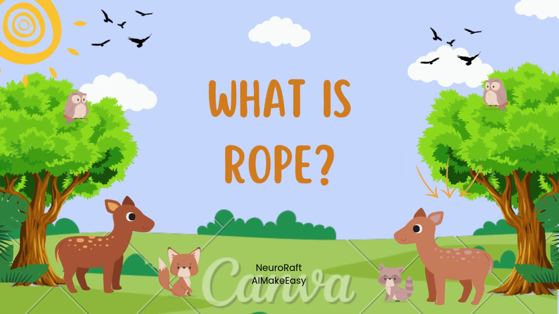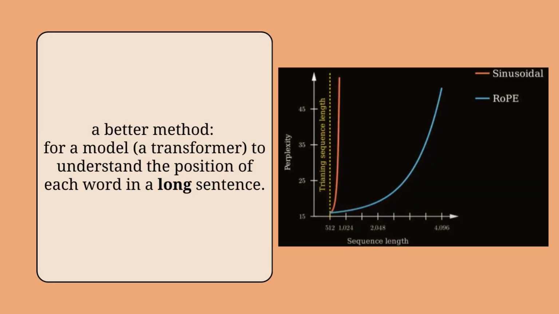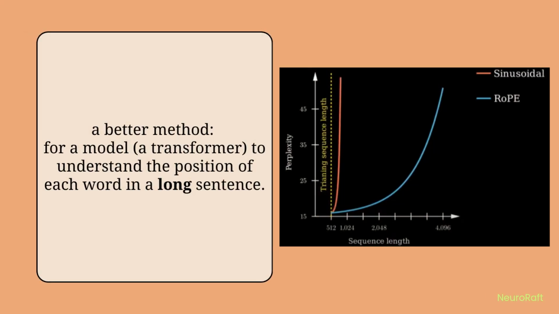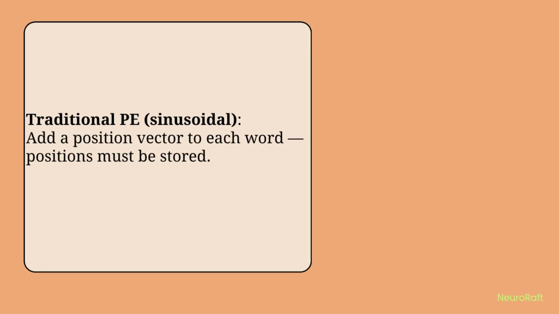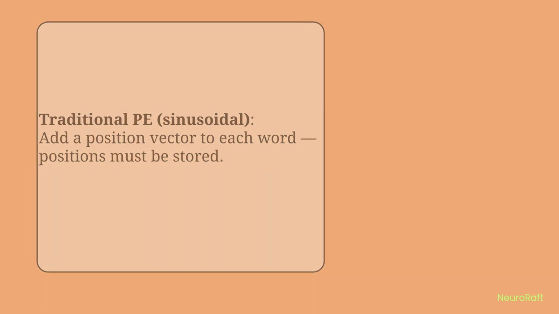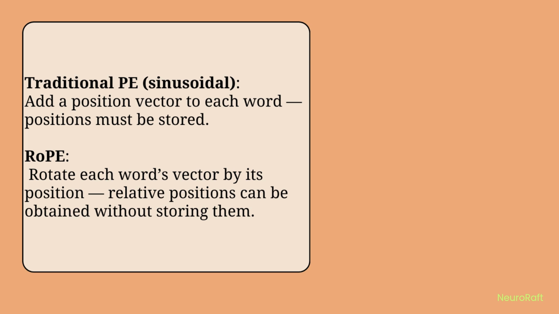What is RoPE? RoPE, or rotary positional embedding, is a method widely used today to help transformer models better understand the position of each word in a long sentence. In traditional positional embeddings, like sinusoidal embeddings, we add a position vector to each word. The downside is that we have to store these positions explicitly. With RoPE, things work differently.